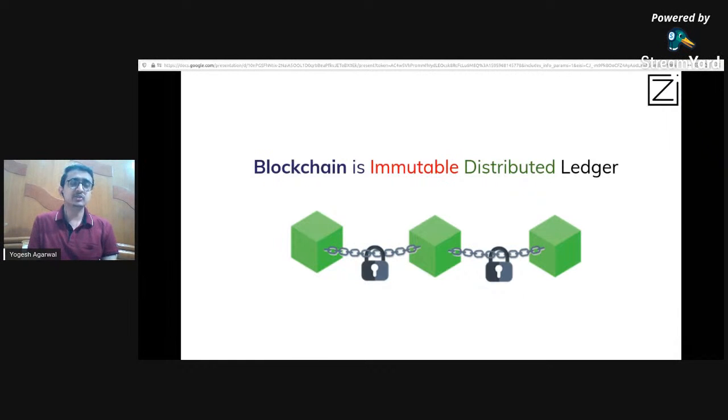And then it is a ledger. Talking about a ledger, you can understand it with a bank passbook. It has all the transactions you have done in your bank, all those transactions listed. So it is a similar ledger.